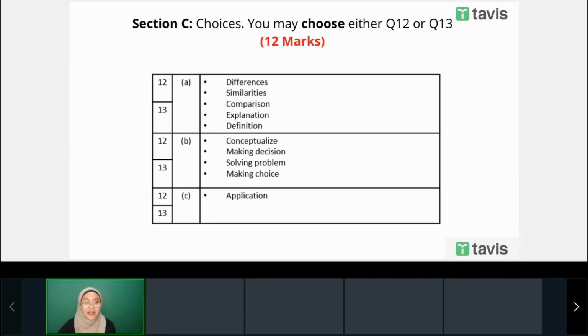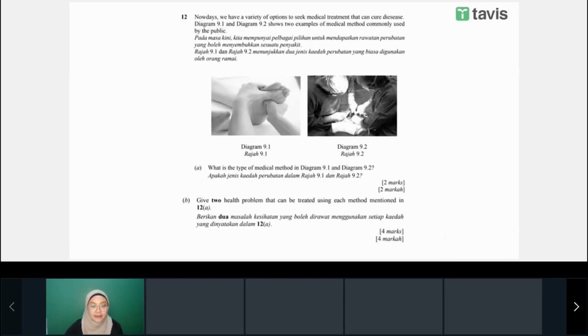Now we go to section C, the last question for today. Section C is a choice question. You can choose either question 12 or question 13. Question number 12: we have a variety of options to seek medical treatment that can cure disease. Diagram 9.1 and diagram 9.2 show two examples of medical methods commonly used by the public.